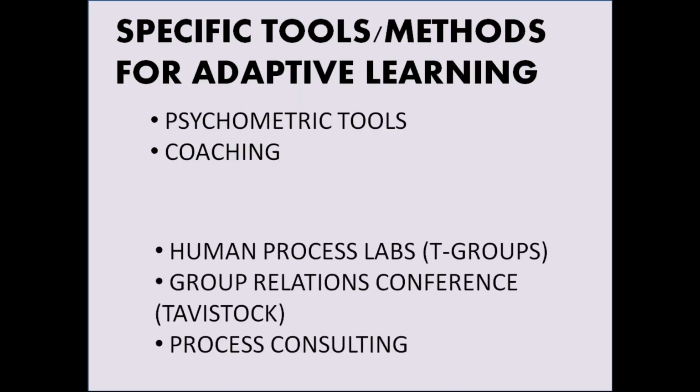The other methods that I have listed out here, the first two, the human process labs or the T groups and the group relations conference, are events which are held publicly. These are not called training programs, but rather events or conferences, which some third-party non-profit organizations conduct. These are not normally done within organizations, and they are programs or events which go on for a week or 10 days, typically as a residential program.